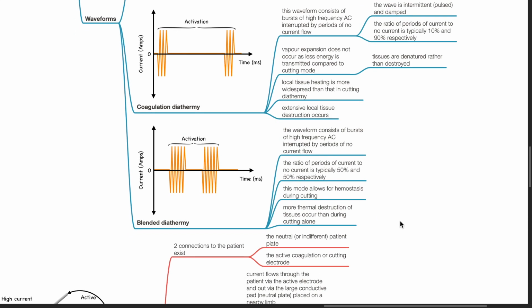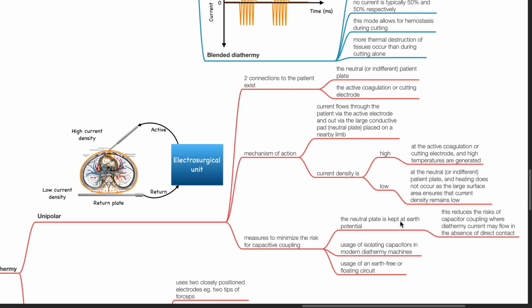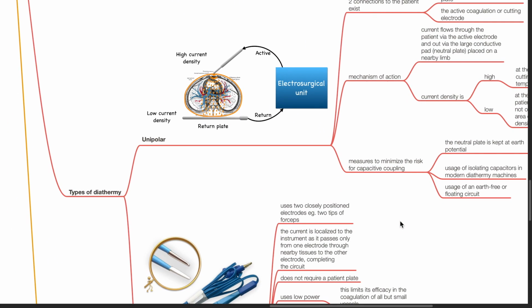Blended diathermy. The waveform consists of bursts of high-frequency AC interrupted by periods of no current flow. The ratio of periods of current to no current is typically 50-50. This mode allows for hemostasis during cutting. More thermal destruction is produced compared to cutting diathermy. Types of diathermy include unipolar and bipolar.